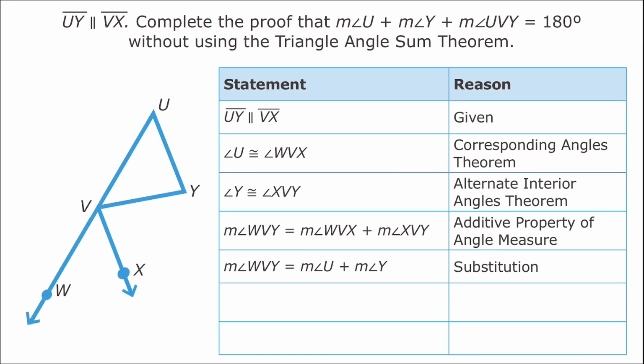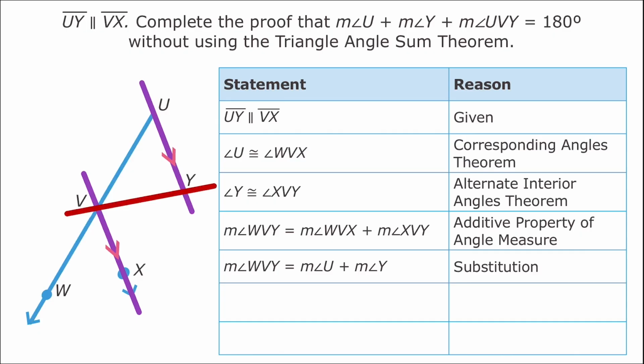All right, here's our last example. UY is parallel to VX. Complete the proof that the measure of angle U plus the measure of angle Y plus the measure of angle UVY equals 180 degrees without using the Triangle Angle Sum Theorem. All right, first, UY is parallel to VX is given in the problem statement. Similar to our last example, these parallel lines are cut by transversals, so several pairs of congruent angles are formed here. Looking at the transversal UW, angle U is congruent to angle WVX because they are corresponding angles.